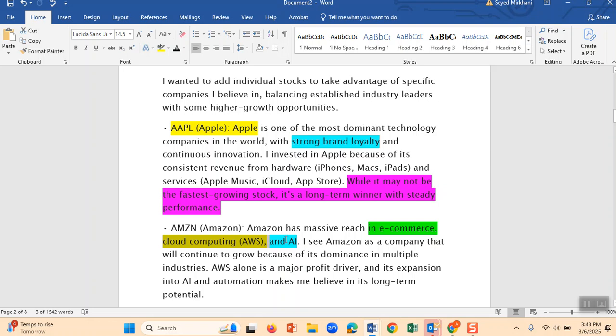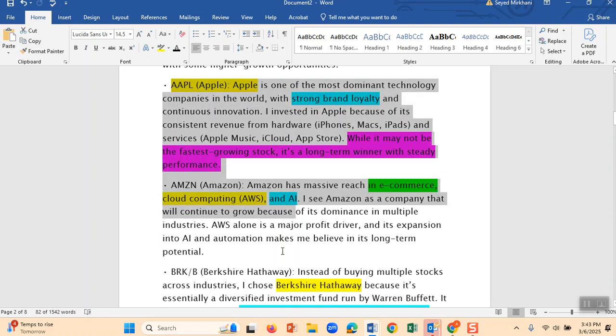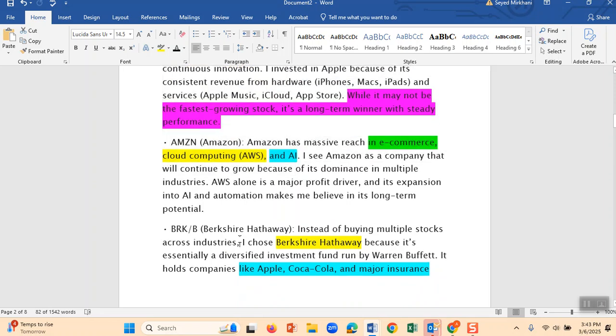And also it is involved in AI. It's a great company. Both of them are great companies, Apple and Amazon. Berkshire Hathaway has its own way. It is an investment company, which means it takes the money of shareholders, and Berkshire Hathaway has a lot of money, a lot of cash, and they invest. Let's say at some point, 5% of Apple stocks belong to Berkshire Hathaway.